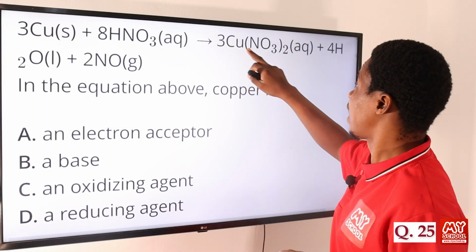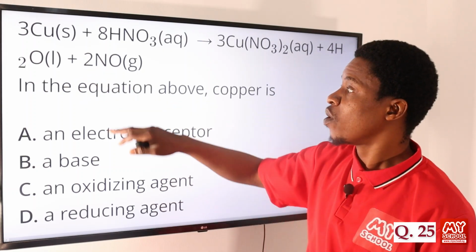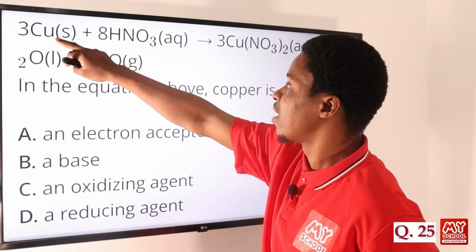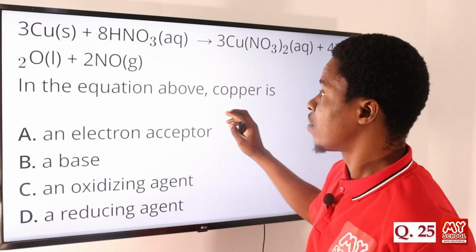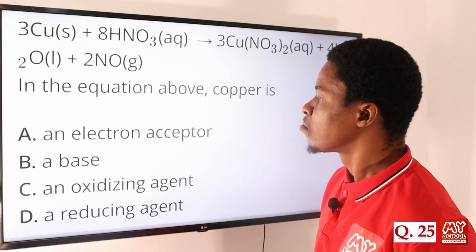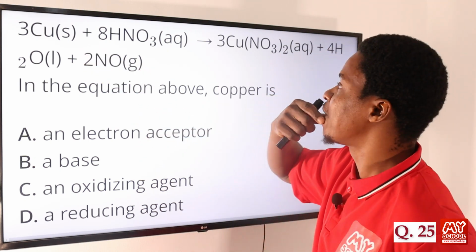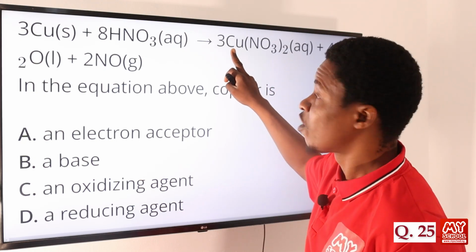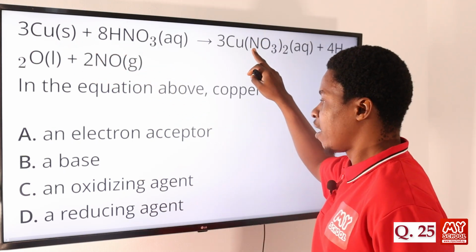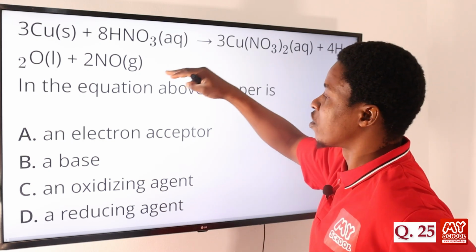So you have copper nitrate here, reacting to give water, and then we have NO. So in the equation above, copper is what? We are considering copper here and copper here, because that's our area of concentration. Is it an electron acceptor? Is it accepting an electron? For us to know that, we need to determine the oxidation state of copper here.